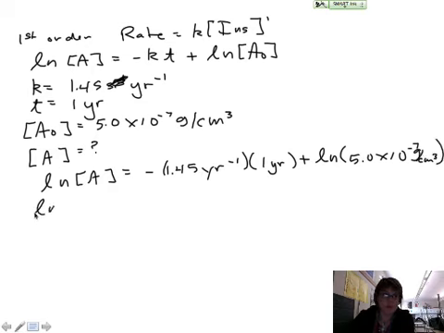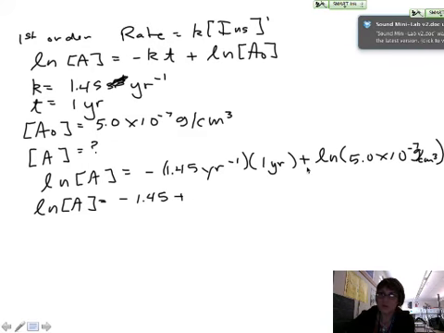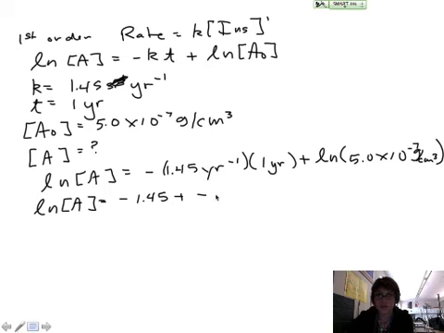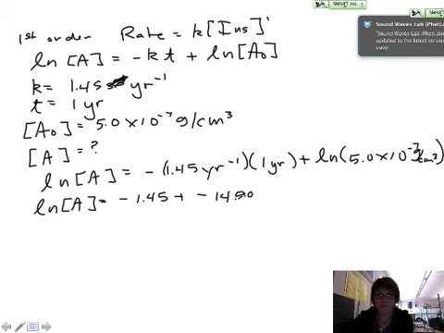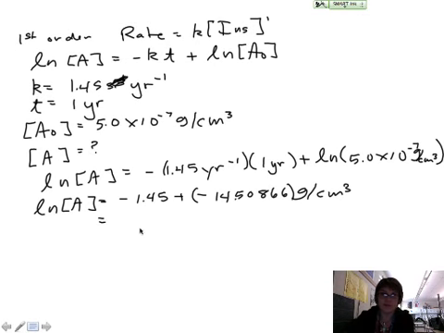So let's do this math. The natural log of the substance of A. The first piece is easy, right? Negative 1.45, years have canceled away. Plus, find the natural log of 5 times 10 to the minus 7. I got negative 14.50866. So since I'm adding two negative numbers together, when they have the same sign, we find the sum, not the difference. So it's negative 15.96, rounding.